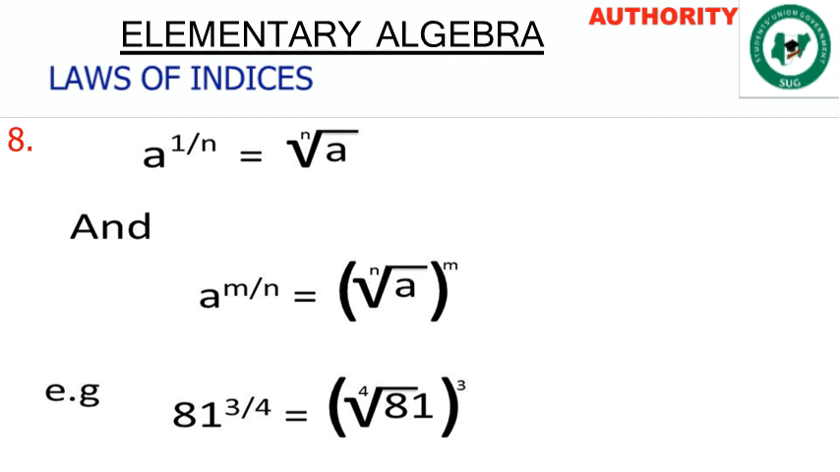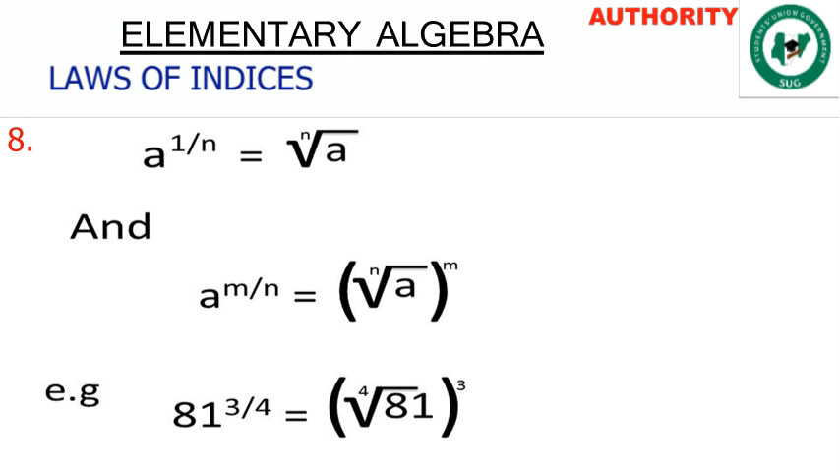We have a raised to power 1 all over n is the same as saying n root a. It's the same as saying what? N root a. Now let's go. When you have something like a raised to power m all over n, it's the same as saying n root a, all together in bracket, raised to power m. Please study this very well, because we are going to make use of these in countless places in our solving. Okay? Please pay attention to this.